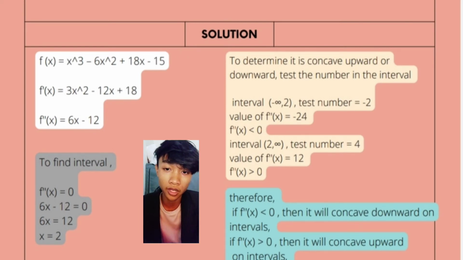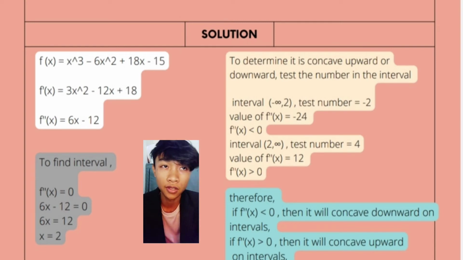The second step is to find the interval of the function. So what we must do is take the second derivative of f and equate it to 0, so we get 6x minus 12 equals 0, and we need to find the value of x. 6x equals 12, so x equals 12 divided by 6, which gives x equals 2, which means that the interval is split at 2. And step 3 is to determine whether it is concave upward or downward.